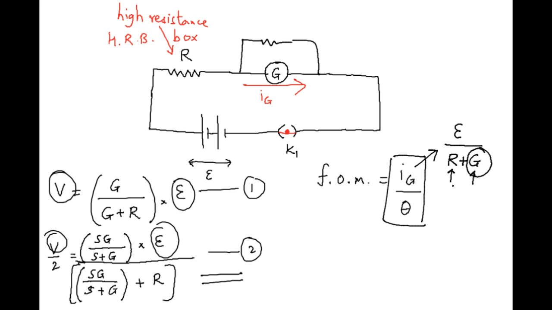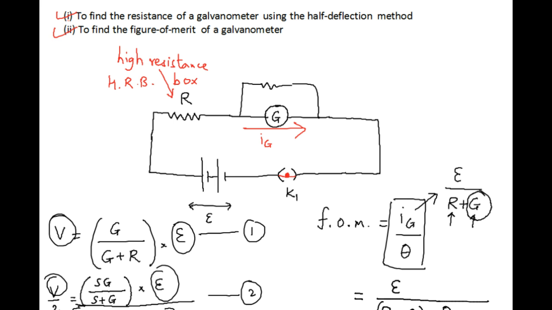And that's why the experiment in which we find the galvanometer resistance using the half deflection method is to be done before the experiment on the figure of merit. So in short, the figure of merit is directly given by E, that's supposed to be known in the experiment, divided by R plus G. G is found in the half deflection method, and in the denominator you also have theta, which is measured by direct observation, and that gives you the so-called figure of merit. That's how these two experiments are done in the CBSE syllabus.